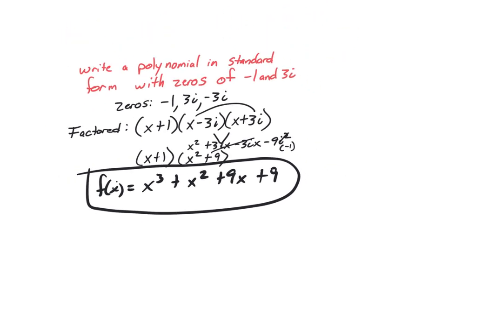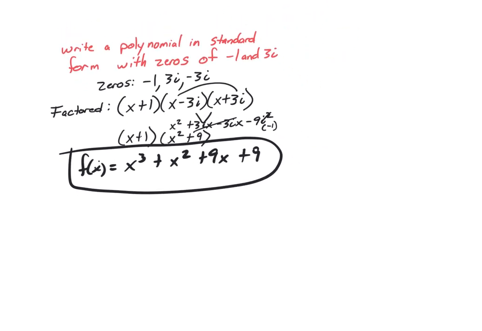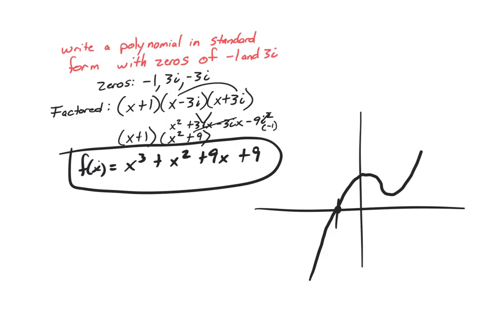Okay, I'm not going to put this into my graph, but I like drawing some connections between what we did last week and what we're doing today. When I tell you that this one has zeros of negative 1 and then positive 3i and negative 3i, I don't know exactly what this graph's going to look like, but it's going to look something similar to this. It's going to cross the x-axis at negative 1 because that's one of my zeros. It will never cross the x-axis again because my other two zeros are imaginary. So immediately when I graph this, I know that I have one real zero and two imaginary zeros.